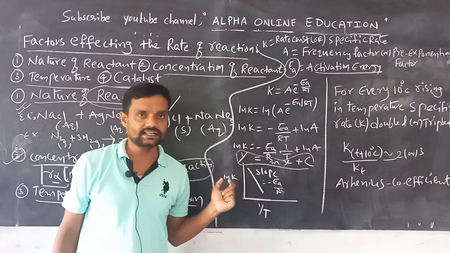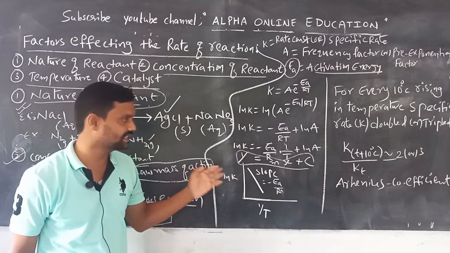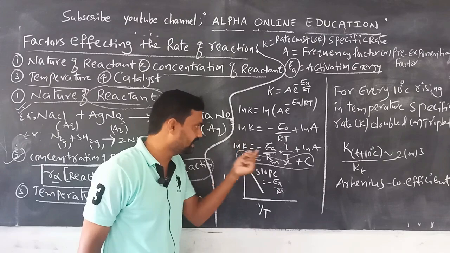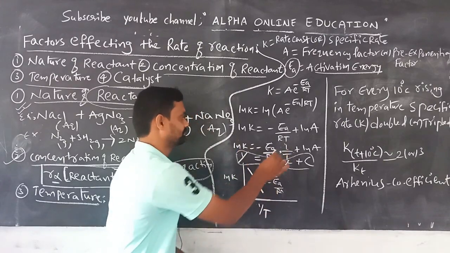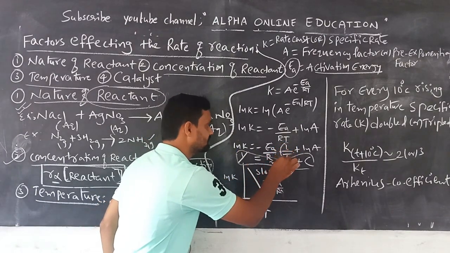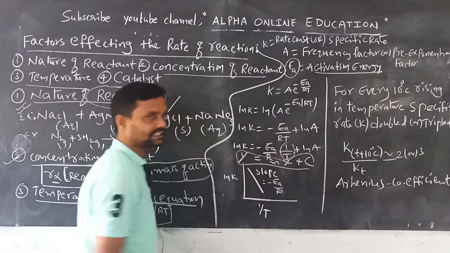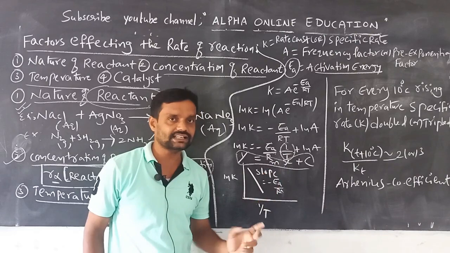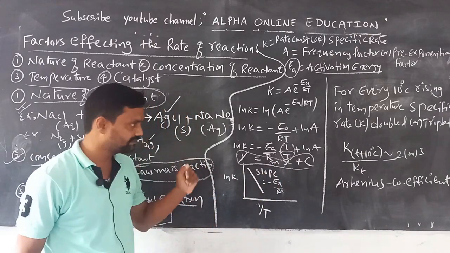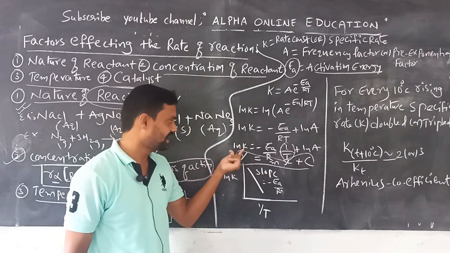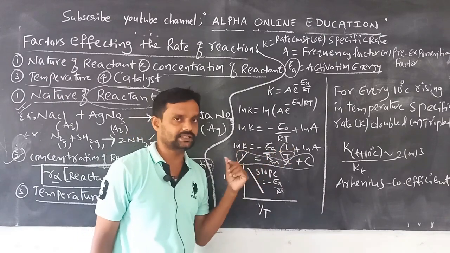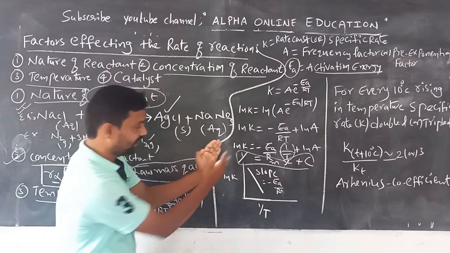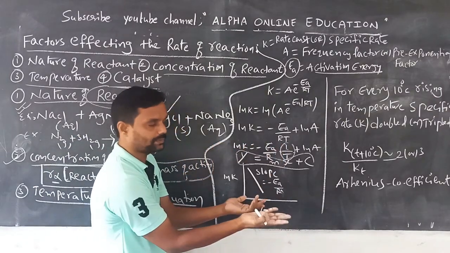The relation is directly proportional. Simple concept. Here we observe the relation is with 1 by T, not T. When we observe the relation between ln K and T, it is inversely proportional. But here we draw the graph between ln K and 1 by T. Here the relation between ln K and 1 by T is directly proportional.